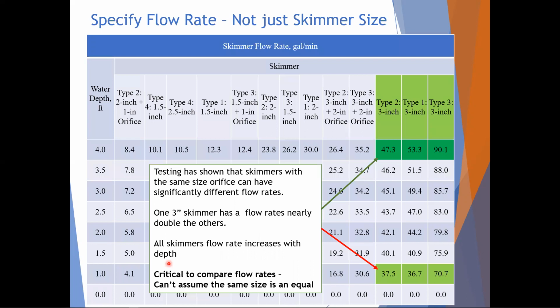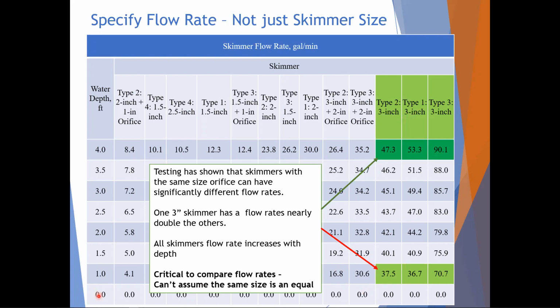It is important to focus on flow rate and not just skimmer size. To demonstrate that, I want to point out this study that was done by TRI Environmental. TRI was hired by the state of Georgia to help them when they're updating their erosion control manual. And they studied several skimmers. You see in this case, they've got 3 different 3-inch skimmers. Type 1 and type 2 have similar flow rates.